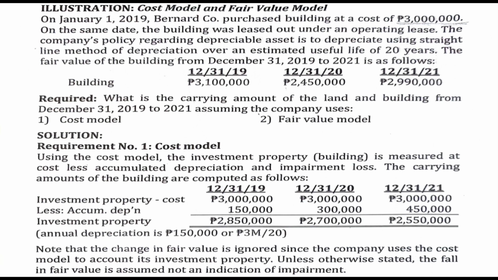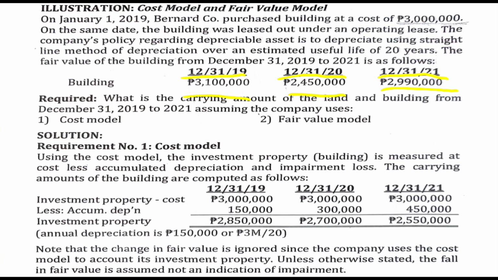On January 1, 2019, Bernard Co. purchased a building at a cost of 3 million pesos. On the same date, the building was leased out under an operating lease. The company's policy regarding depreciable asset is to be depreciated using the straight-line method of depreciation over an estimated useful life of 20 years. The fair value of the building from December 31, 2019 to 2021 is as follows. Required: what is the carrying amount of the land and building from December 31, 2019 to 2021, assuming the company uses number 1, cost model, number 2, fair value model.